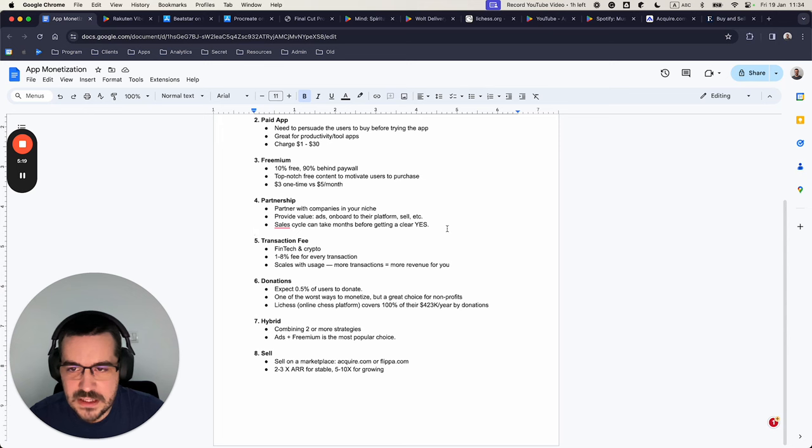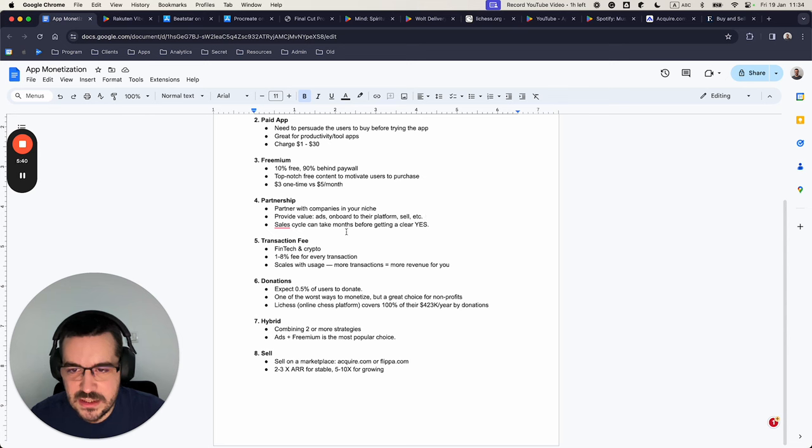It's a good way to monetize because you can earn a lot and you can base your revenue around usage, right? The more people use it, and the more ads you show or the leads that you give to the partner, the more revenue you can generate.